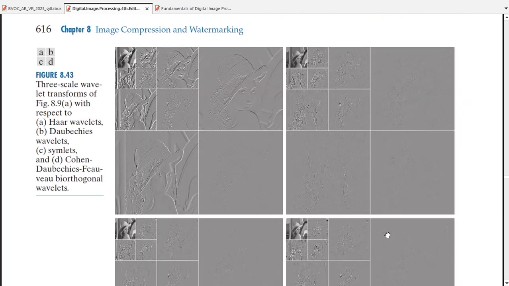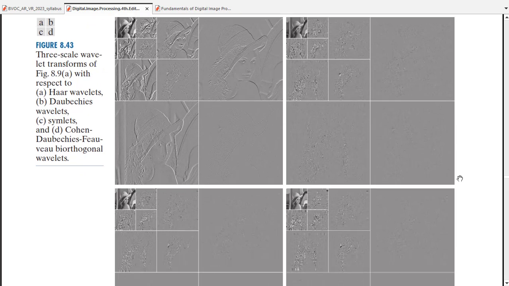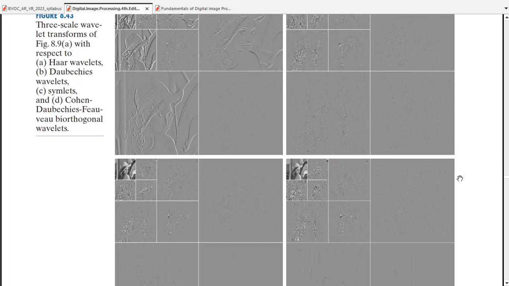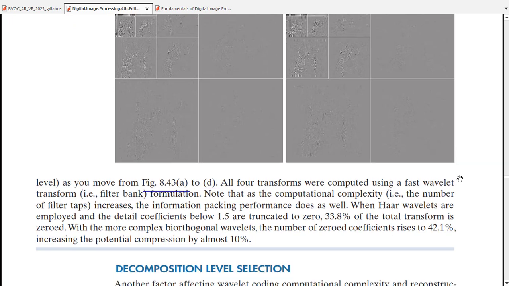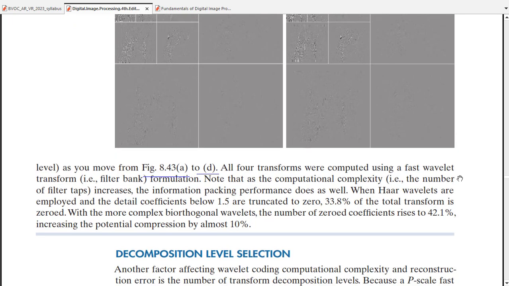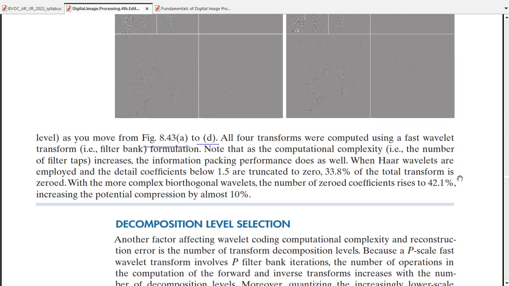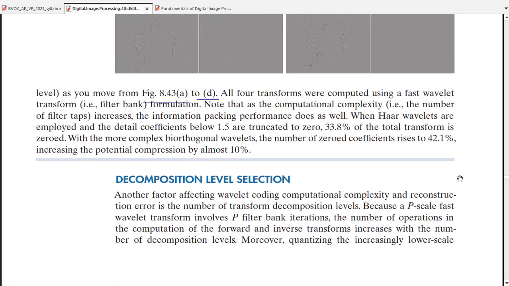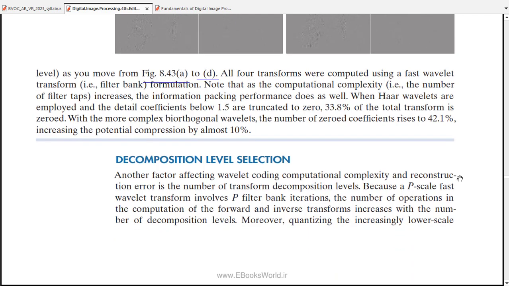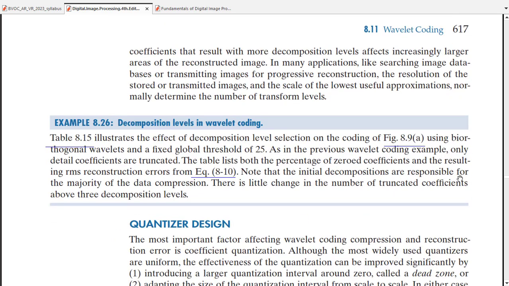Zeroed coefficients. Here is the three scale wavelet transformation with respect to the Haar wavelet and Daubechies wavelet and Symlet wavelet, and then Coiflet and the combined Daubechies and biorthogonal wavelet formats. So finally, we can say that the type of information is almost compressed in the potential range, with almost 10 percent increase in the compression produced. The decomposition level selection also gives the same information regarding determining the level of the transformation.